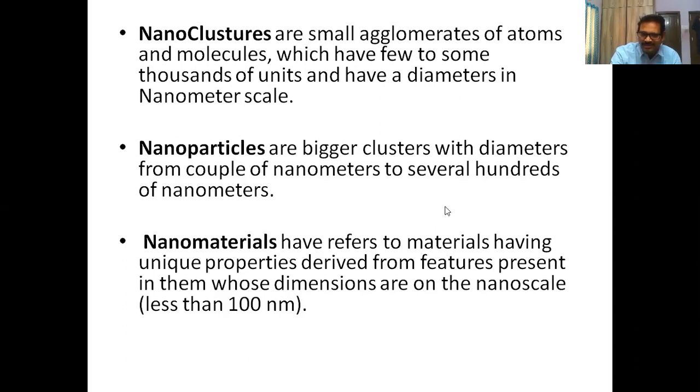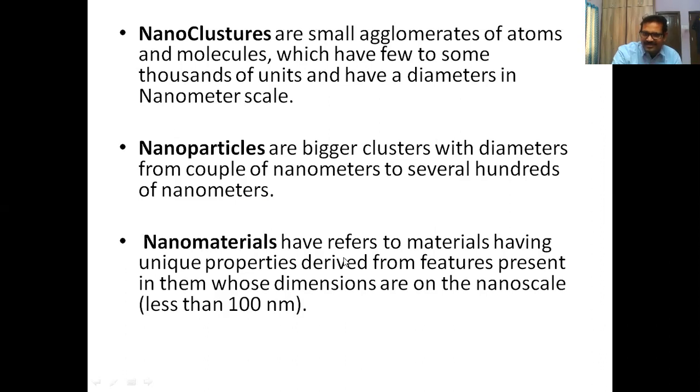When more clusters are combined, then we normally get a nanoparticle. So its size is 1 nanometer to 100 nanometers. So there is no big distinction. It's only a smaller thing. These are the aggregates, and bigger aggregates we can call nanoparticles.